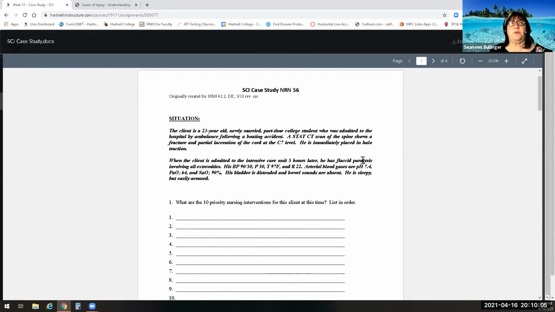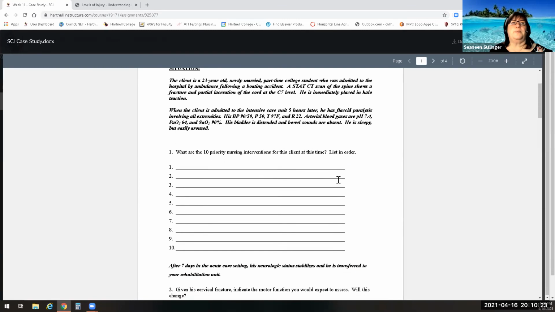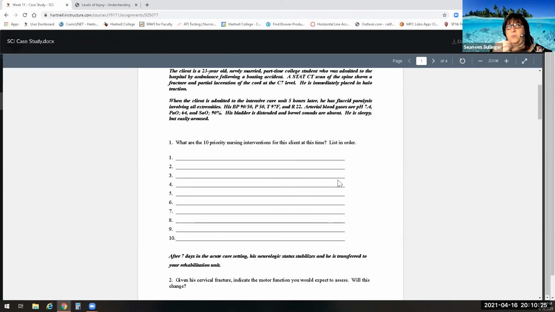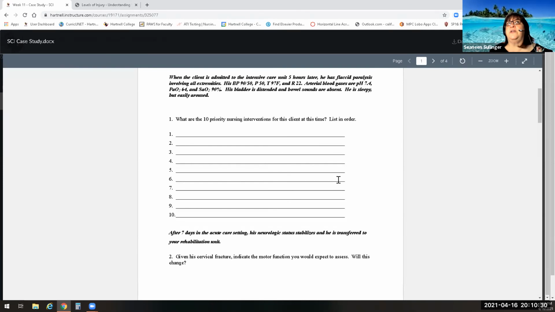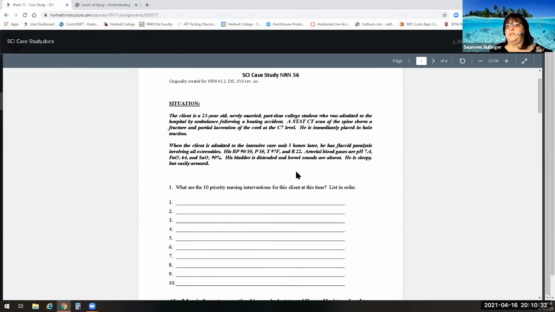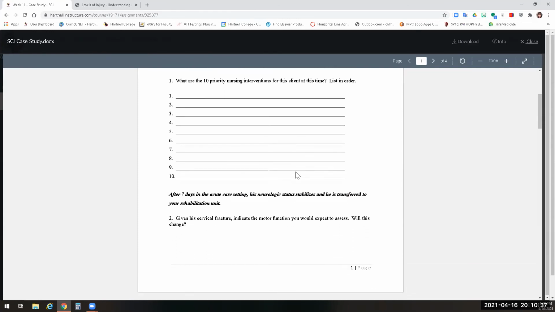And so he's got the flaccid paralysis initially, right? There's his vital signs, there's blood gases, which don't really have to do much with anything other than the O2 sat. Bladder's distended, no bowel sounds, sleepy, but easily arousable. I'm not asking you to write this this second, but I'm walking you through it so you know what the expectation is, right? You can come up with some priority nursing interventions given this information. Yes, I'm going to take that as a yes.